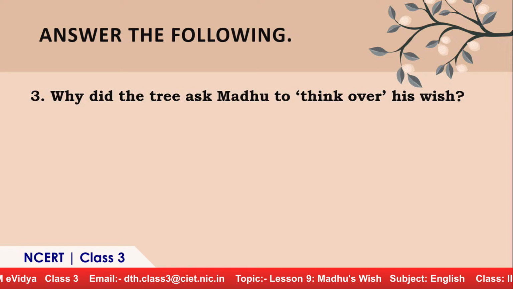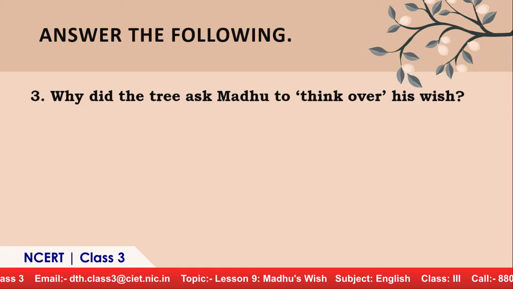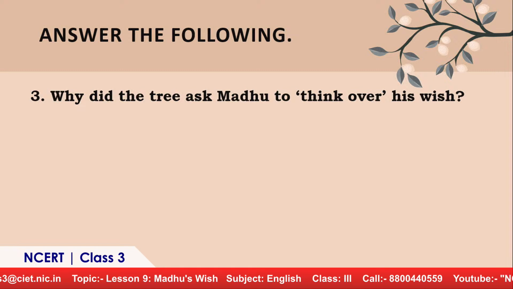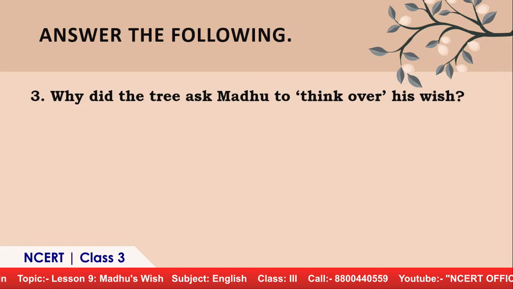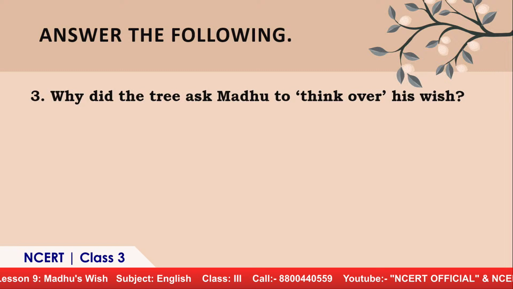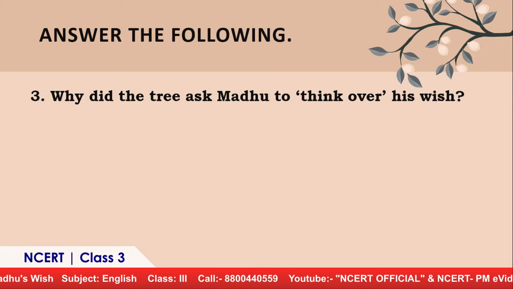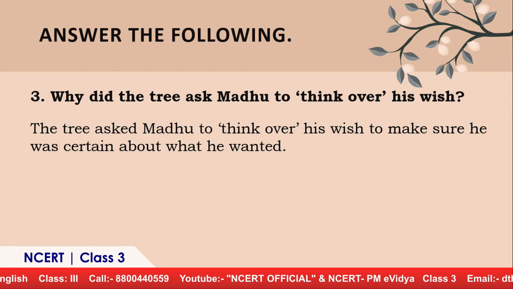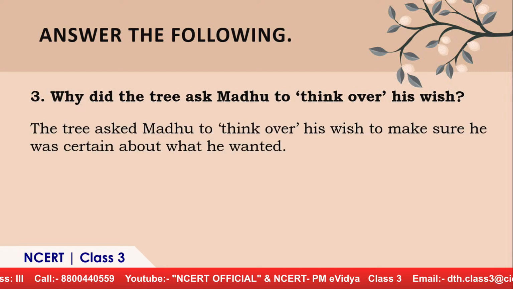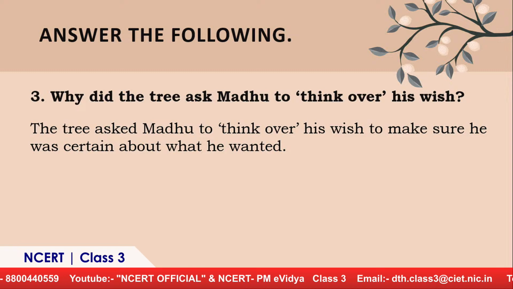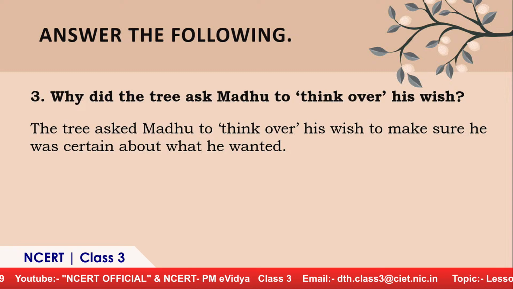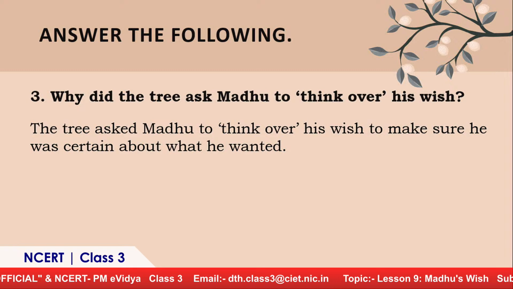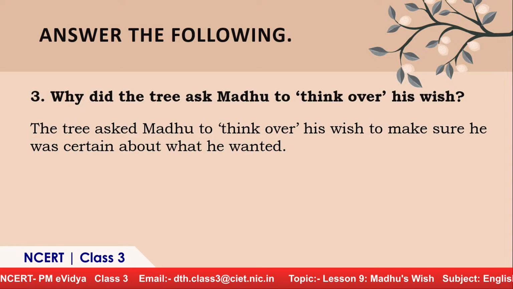Third question, why did the tree ask Madhu to think over his wish? Because I think the tree was giving some opportunities to Madhu to think through what he wants, so that he doesn't make any wrong decision and regret later. The tree asked Madhu to think over his wish to make sure he was certain about what he wanted, because as you said, there was no going back. Yeah. Okay, and he wanted to save Madhu from any regrets later. That's right.